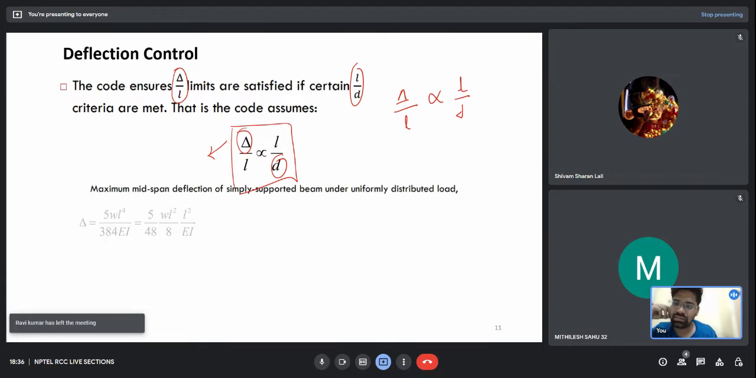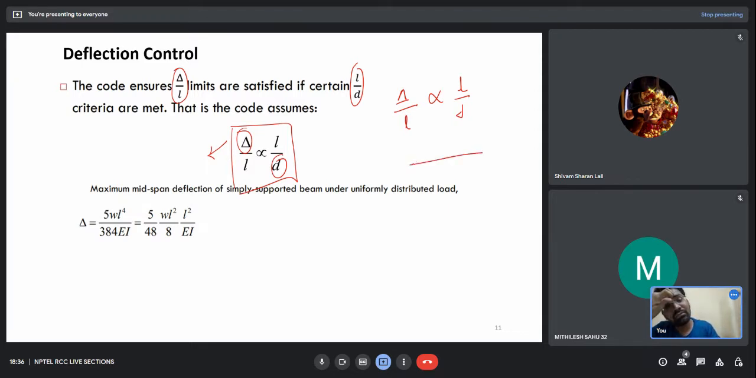So you can see. Okay, so you all know the maximum mid-span deflection of a simply supported beam. When there is a simply supported beam subjected to UDL, what is the deflection at the center? So the deflection at the center is this. You all have studied this in lower classes. So I will now break up this deflection in this manner. Now let's further look at what will be happening.